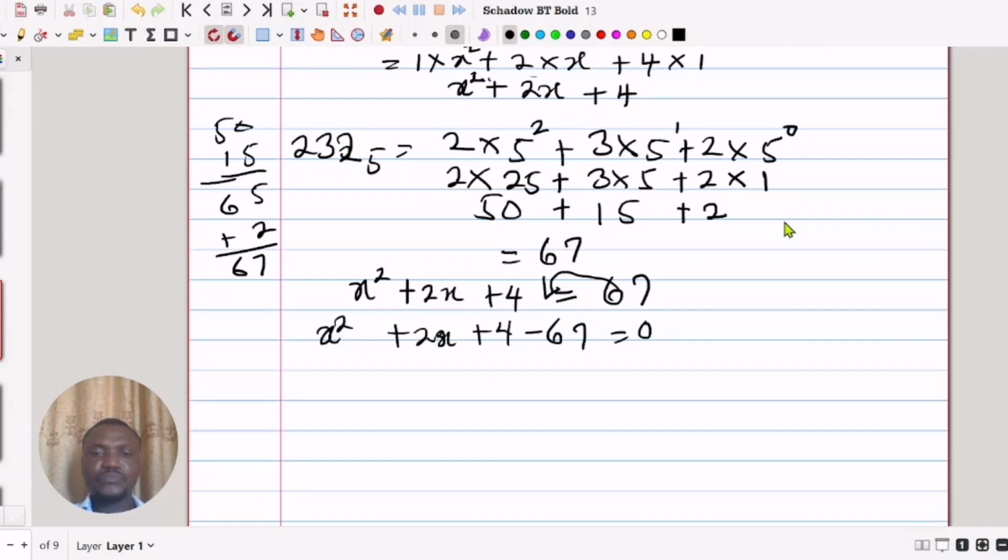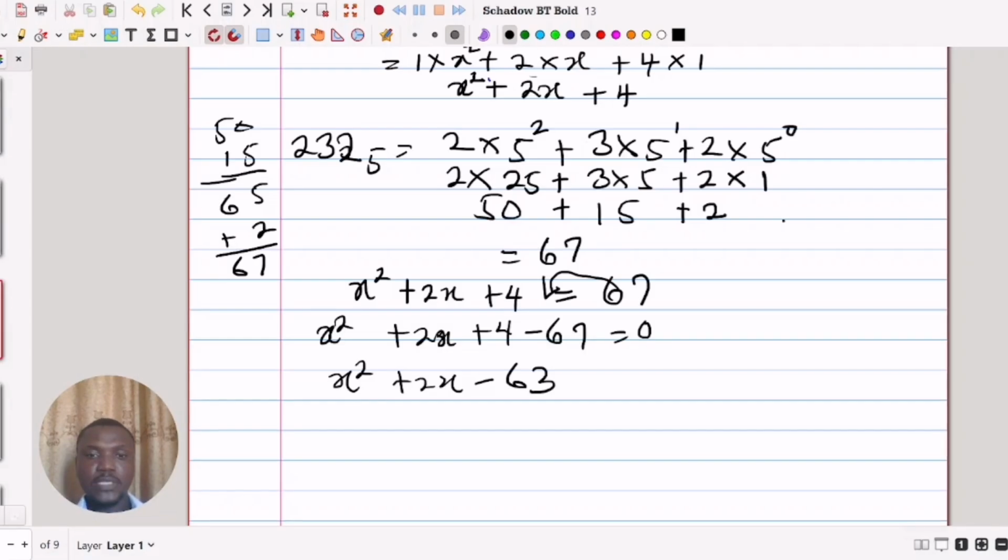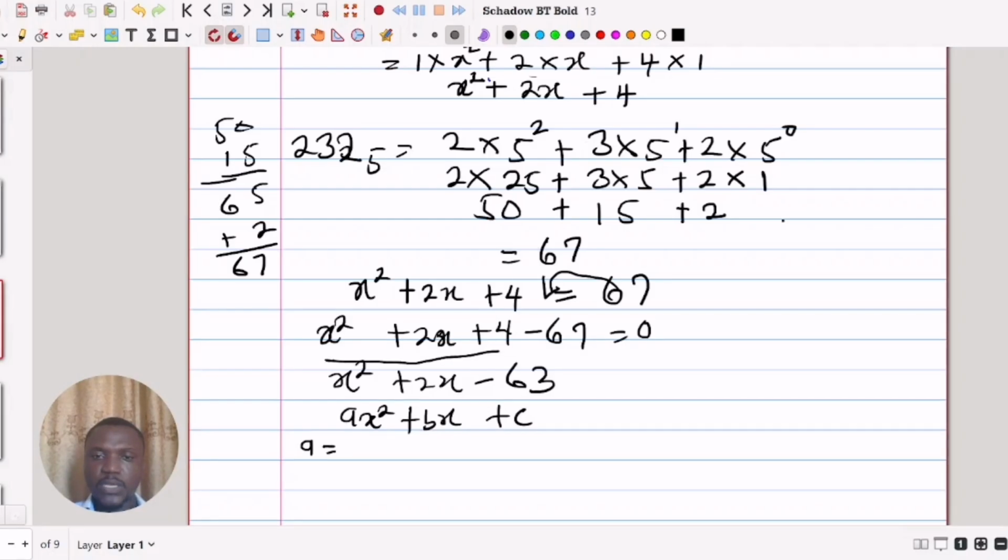So what's the next thing? You have x squared plus 2x. What is plus 4 minus 67? That will be minus 63. If you look at this question very well, this is a quadratic equation. And the general formula of a quadratic equation is what? Is ax squared plus bx plus c. Now, our a, which is the coefficient of x squared for this equation, we are dealing with this equation now.